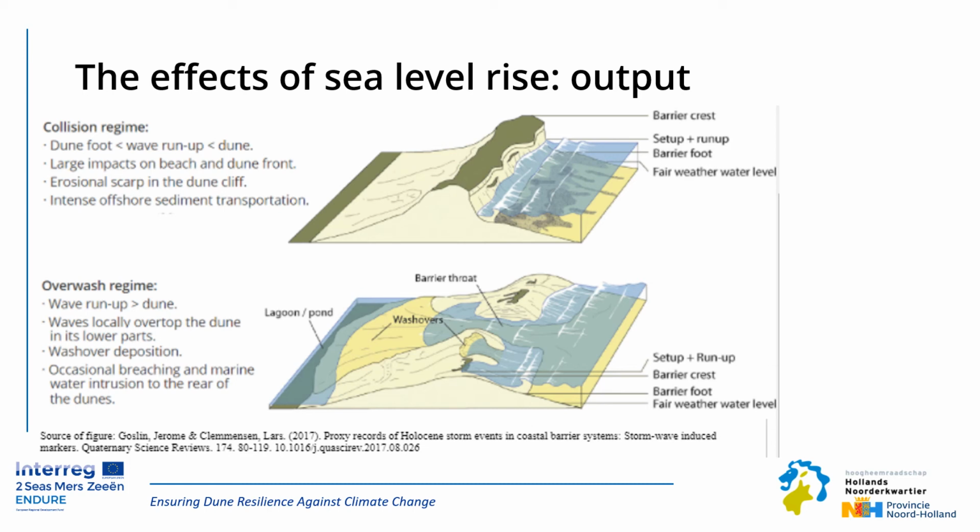In the tool, it is assessed what the regime of the present situation is and how this would change with a half, 1 or 2 meters of sea level rise. This gives insight into how well the dune system might adapt to sea level rise. In this example, the dunes developed from a collision regime into an overwash regime.